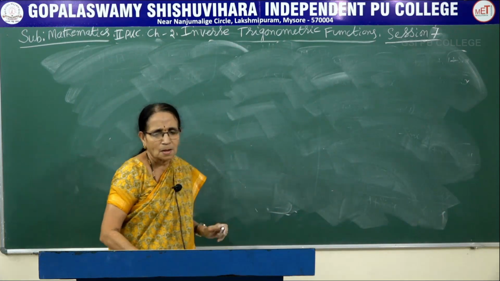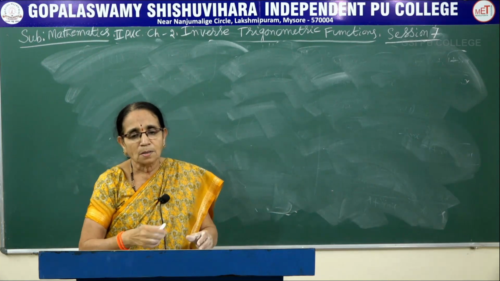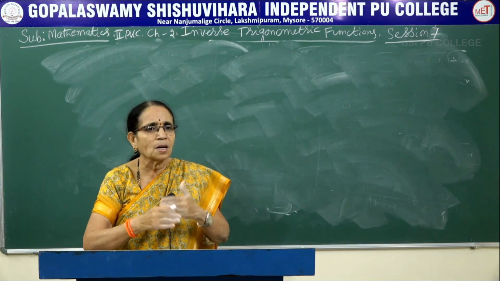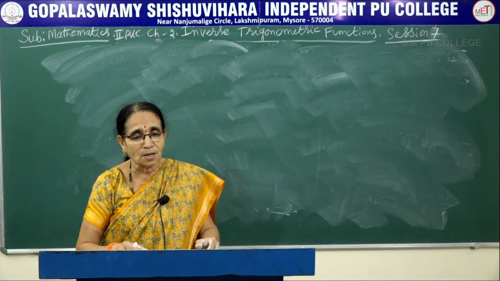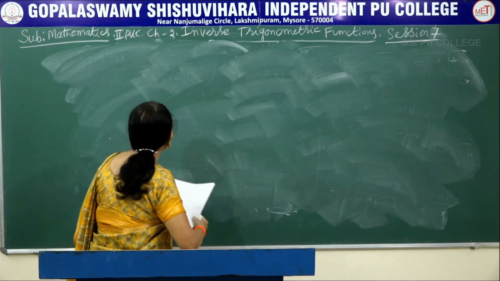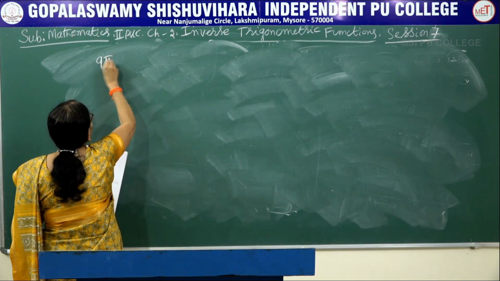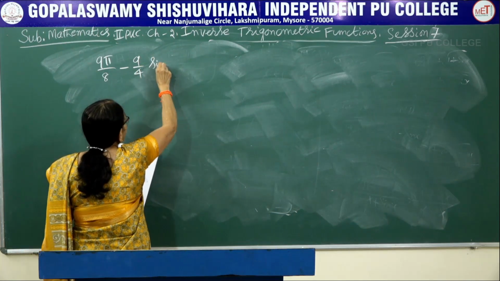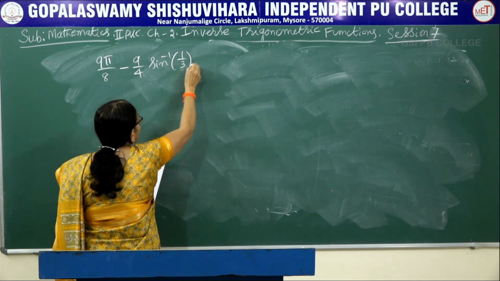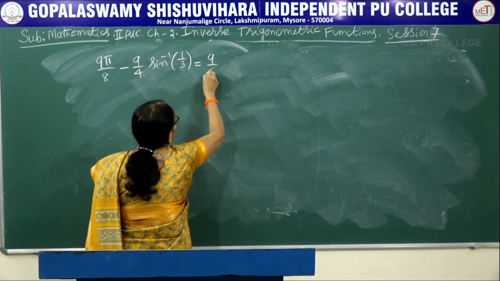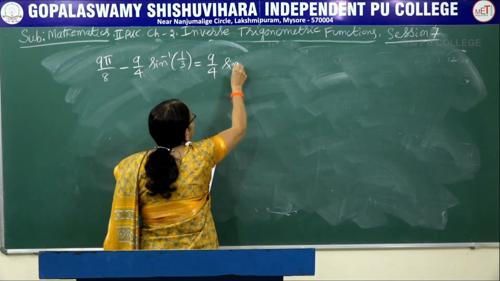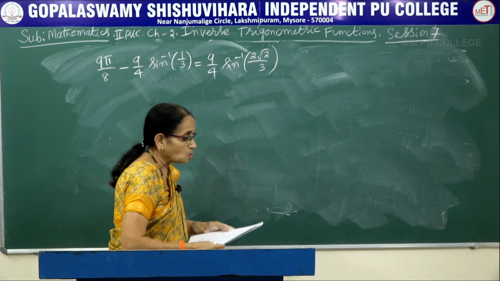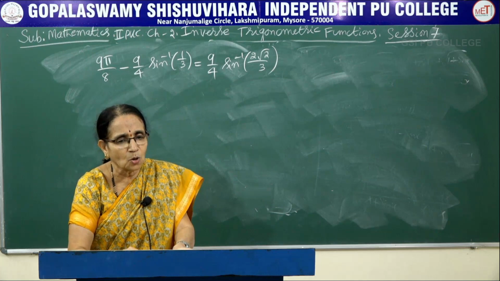In the next problem, though I am proving the left hand side equal to right hand side, before proving I want to make some readjustment of the terms, then I will try to prove the result. The problem is like this: prove that 9 pi by 8 minus 9 by 4 sin inverse of 1 by 3 should be equal to 9 by 4 sin inverse of 2 into root 2 divided by 3. So this is the problem that we have to prove.